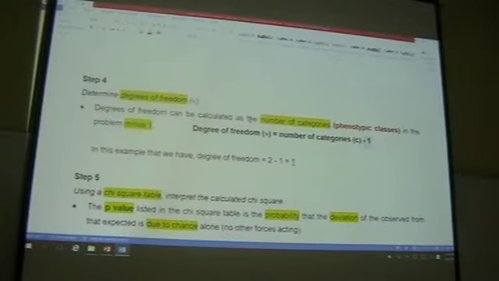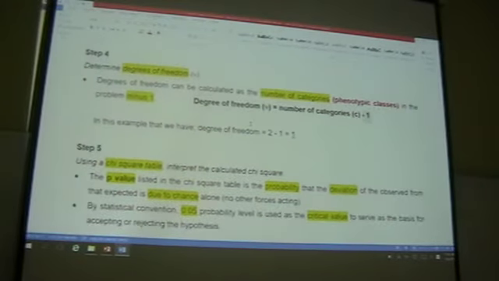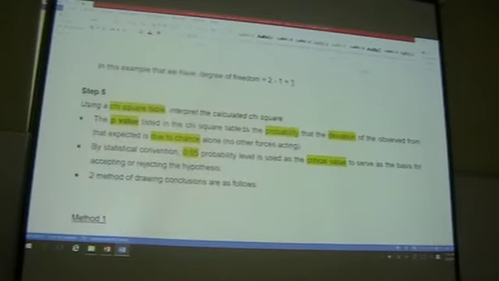I must then use a chi-square table. Now, there are 2 methods of using the chi-square table. You need to be familiar with both methods because sometimes the examiner will dictate which method you use. The first method is you look at the p-value and then you determine. The second method is you look at the critical value. So go to the table.